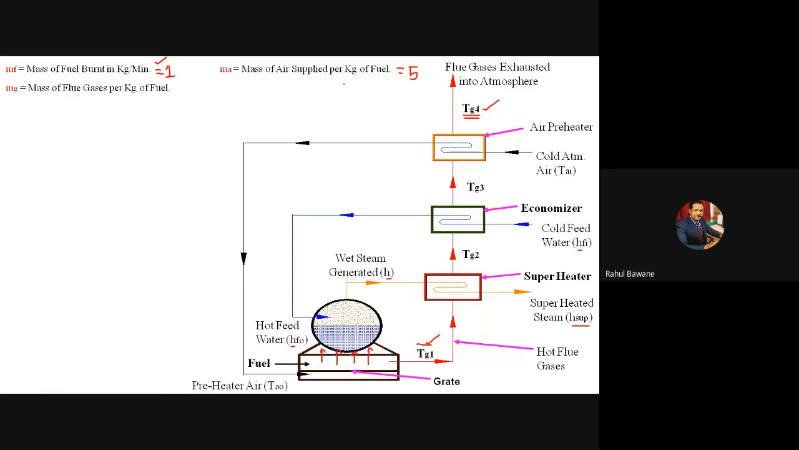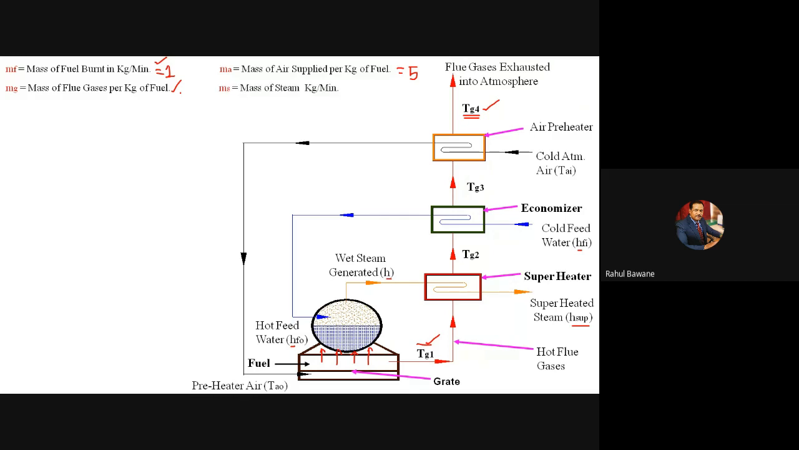Next notation, mass of flue gases. How much gases are evolved? So mass of those hot gases, or mass of flue gases or hot gases per kg of fuel. It is also given in a unit of per kg of fuel.